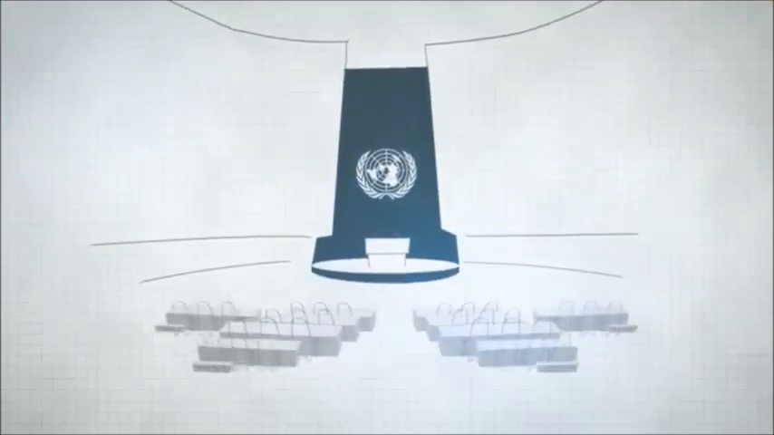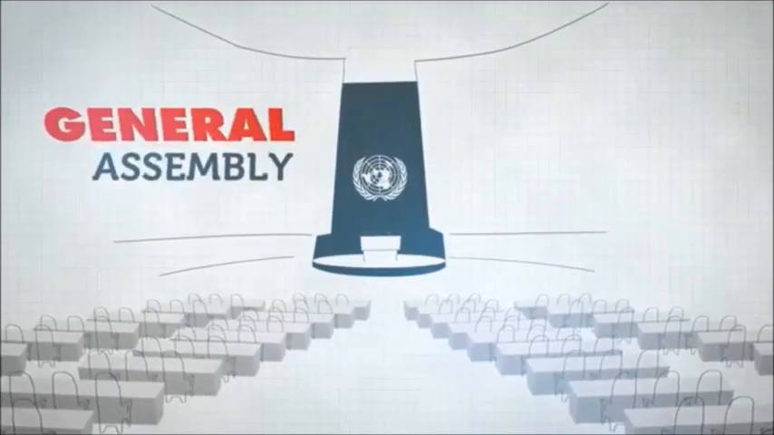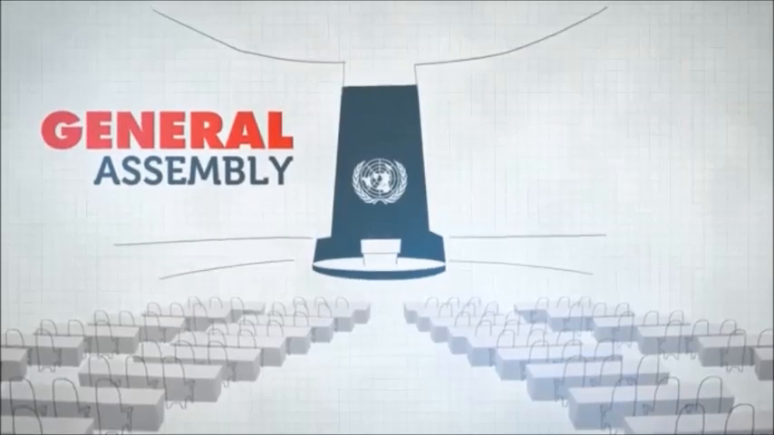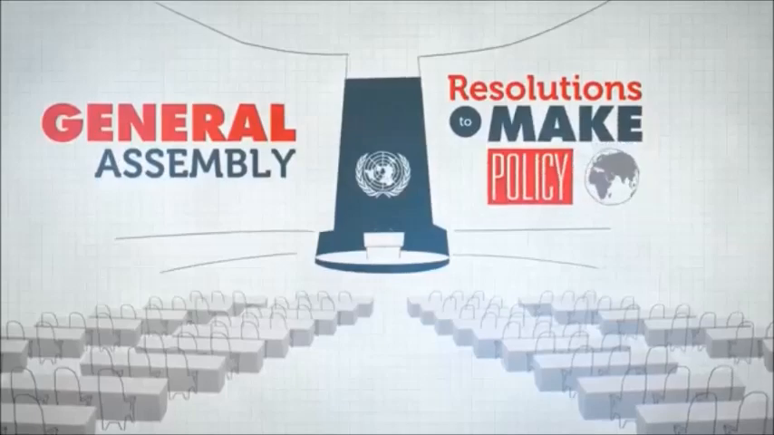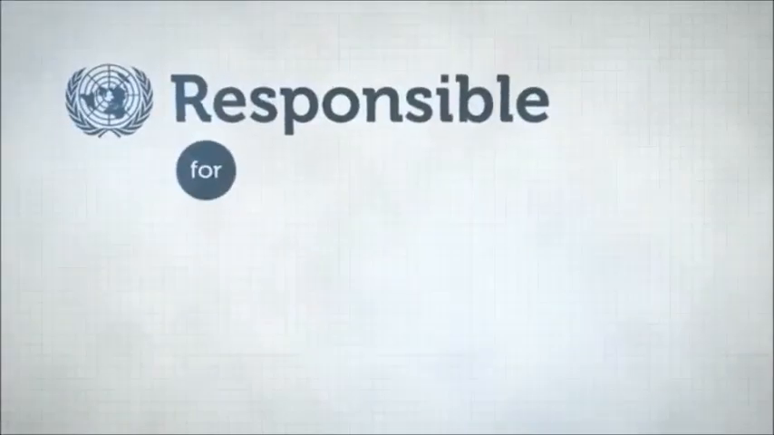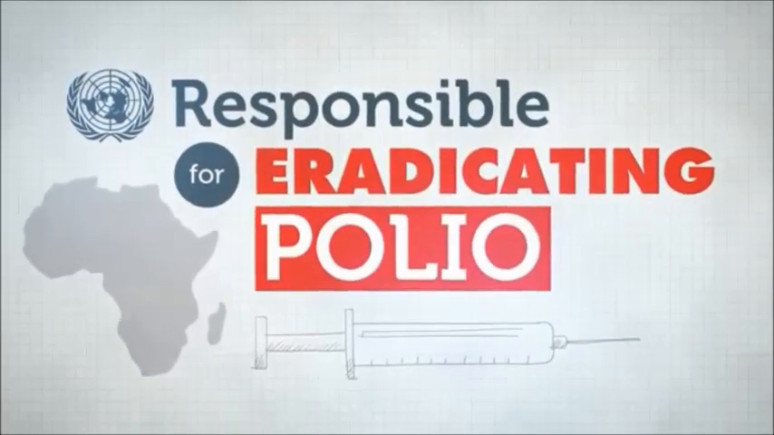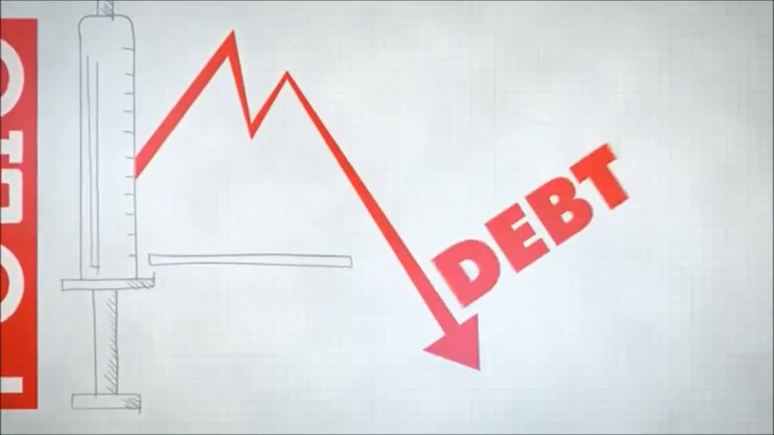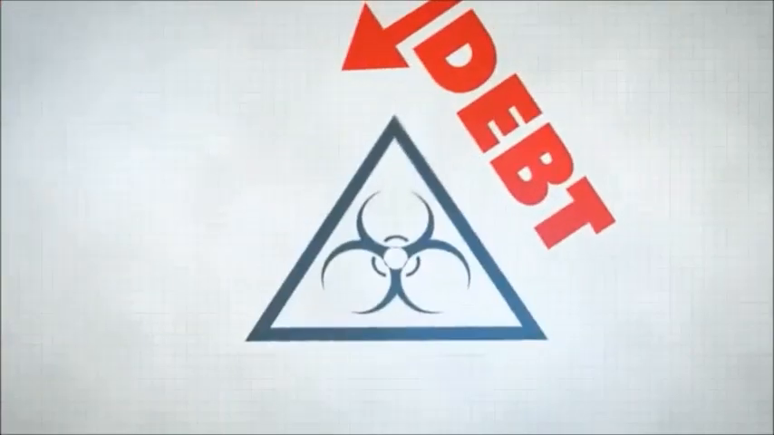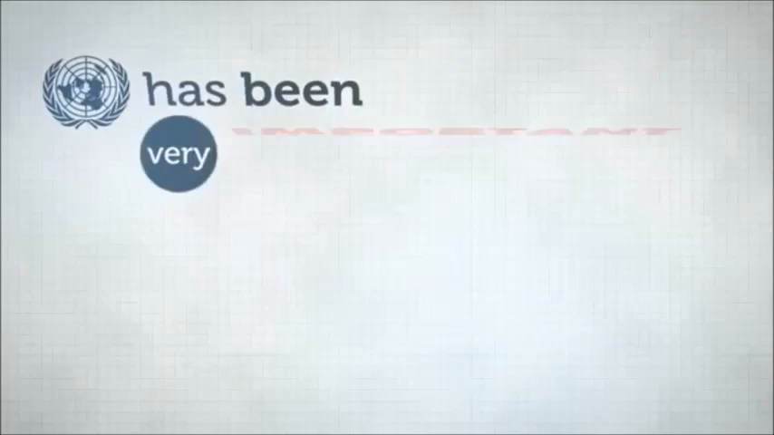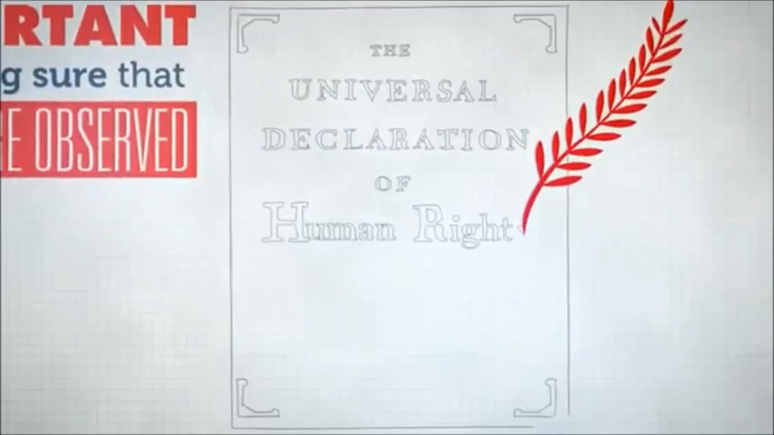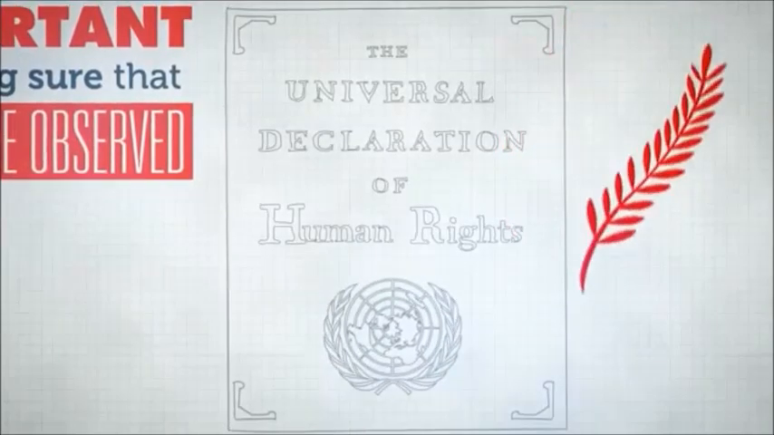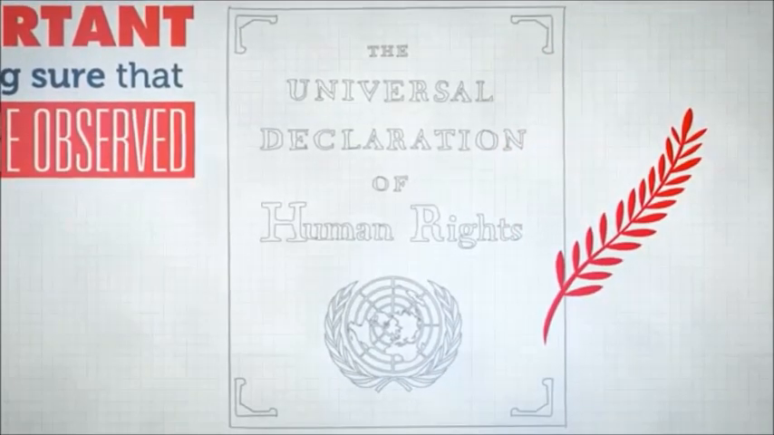The other body that is very important is where all the nations meet and come together, and that is the General Assembly. Both the General Assembly and the Security Council pass what are called resolutions to make policy for the world. The UN has been responsible for eradicating polio in Africa, for instance, of dealing with problems of debt or problems of other diseases spreading. The UN has been very important in making sure that human rights are observed. The most famous document is the United Nations Declaration of Human Rights, which has been ratified and kept by many countries.